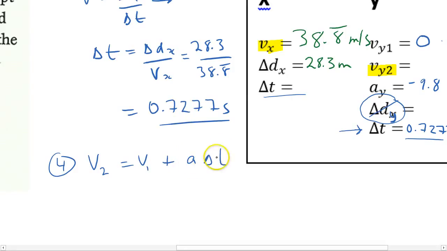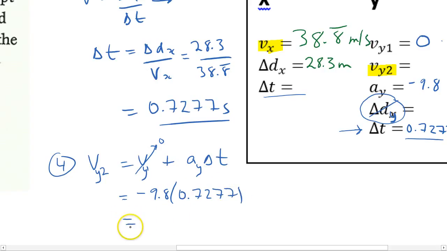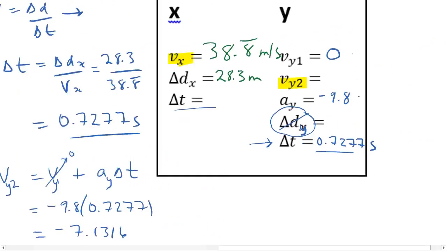delta t. Now, since I'm talking about the y direction, it's going to be Vy2 equals Vy1 plus Ay delta t. Vy1 is equal to 0, so this is going to disappear right away. And so my Vy2 is going to be equal to negative 9.8 multiplied by this time, which was 0.7277. And my Vy2 then is negative 7.1316. All right, so I can fill this in over here. So negative 7.13 meters per second.